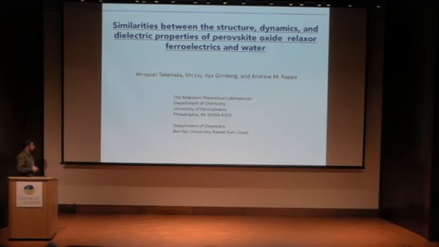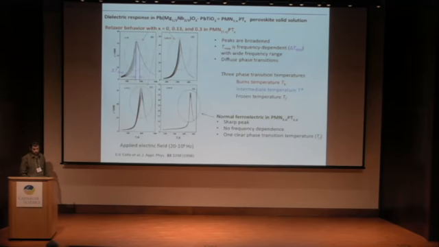So I'd like to tell you about the similarities between these systems, which are very different at first glance: perovskite oxide relaxors and water. Most people here know a lot about relaxors, so I'll just very briefly go over their structure and properties. They're characterized by a diffuse phase transition, where the normally sharp ferroelectric to paraelectric transition peak is broadened, and of course there's also dispersion, the dependence of the dielectric response on frequency.